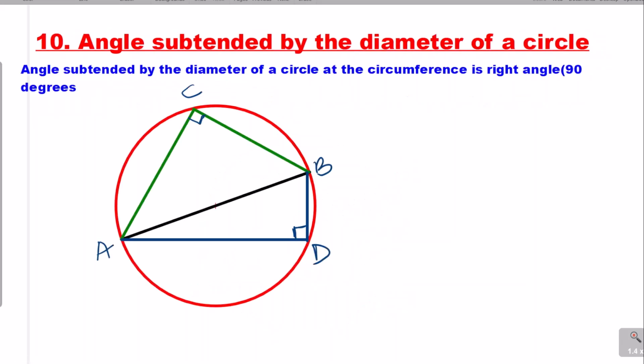Number 10, angle subtended by the diameter of the circle. This property states that the angle subtended by the diameter of a circle at the circumference is always a right angle, or 90 degrees. So the diameter here is AB. It subtends this angle C at the circumference, and also this angle D at the circumference. So angle C and angle D are 90 degrees. Any angle subtended at the circumference by the diameter is always 90 degrees, or a right angle.